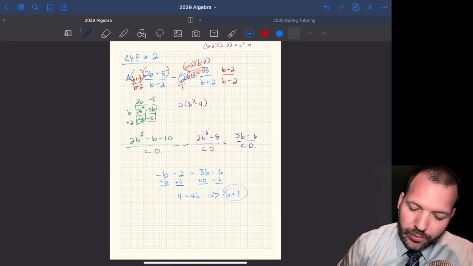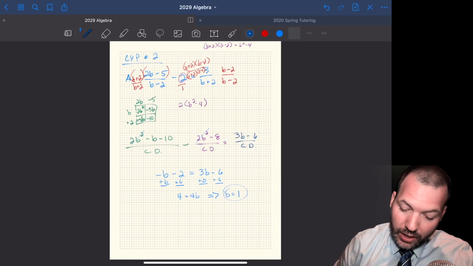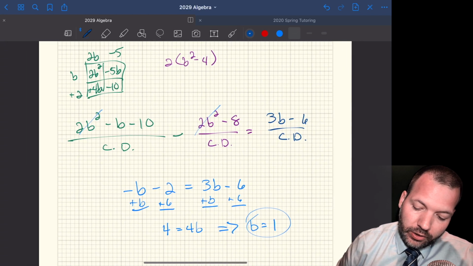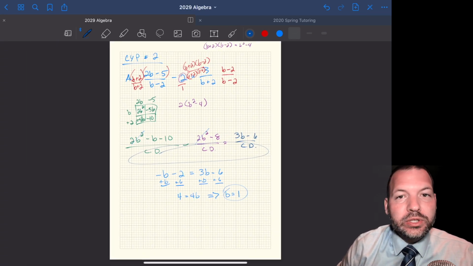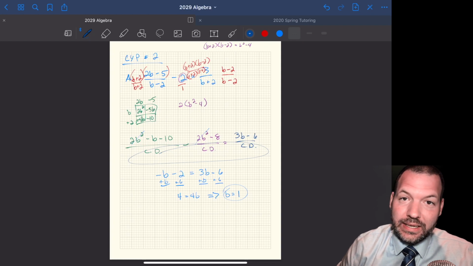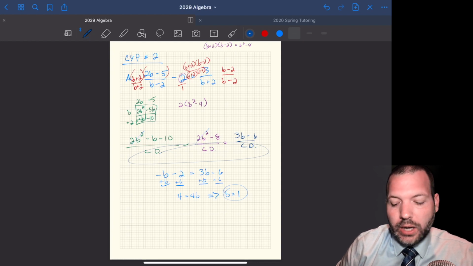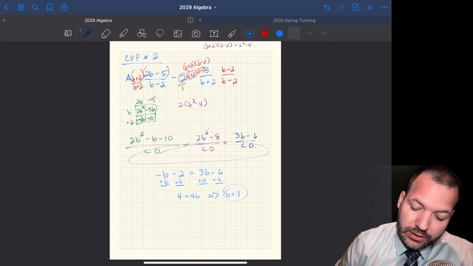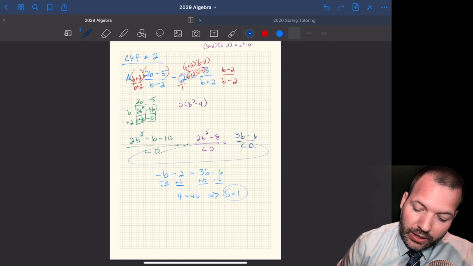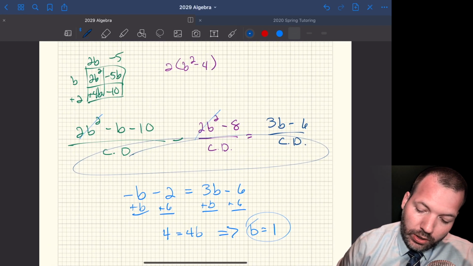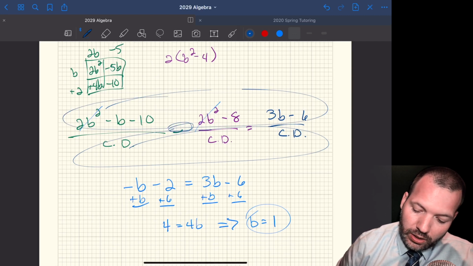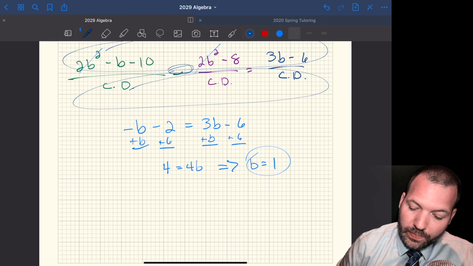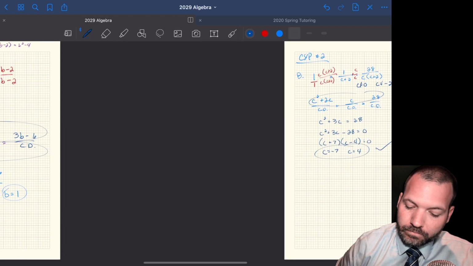There you have it. There is my work for Check Your Progress 2A and 2B. You'll notice I'm not even computing the denominators anymore. I'm just calling them CD, which stands for compact disk. No, it stands for common denominator. And so once I have that common denominator, don't need it anymore, combine just the tops using, of course, subtraction. I eventually get 4 equals 4b, so b equals 1.